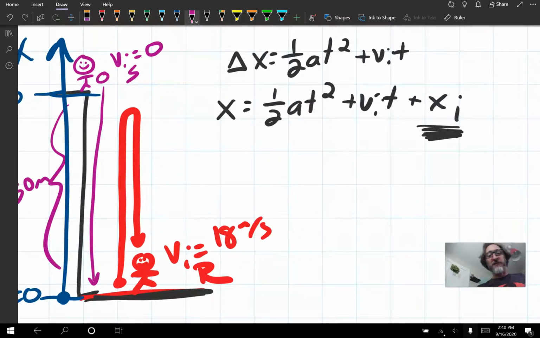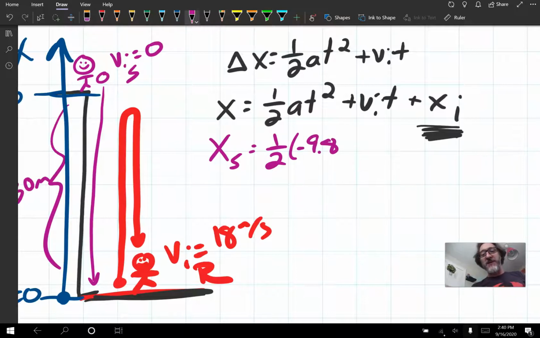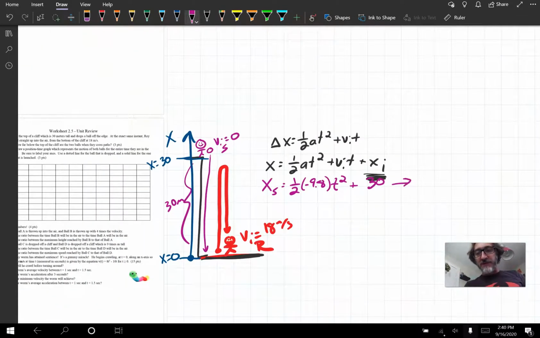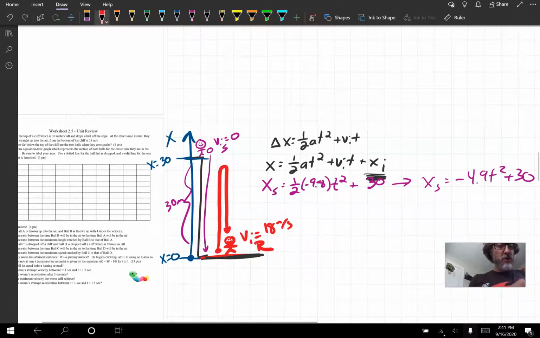All right, so let's do Sally first. So the position of Sally's ball is 1/2 times the acceleration, which is negative 9.8. You can use negative 10 if you want. Times t squared, since the time is always changing. Plus the initial velocity, which is 0. Plus the starting position. Well, Sally's ball has a starting position of 30, right? Okay, so if I simplify this, I'm going to find that the position of Sally's ball is negative 4.9 t squared plus 30.